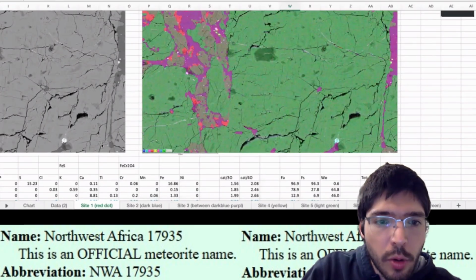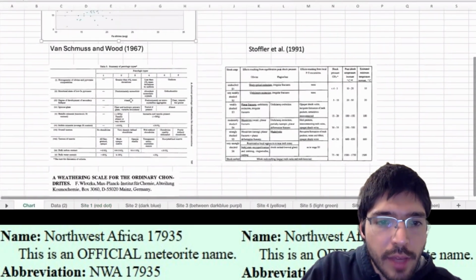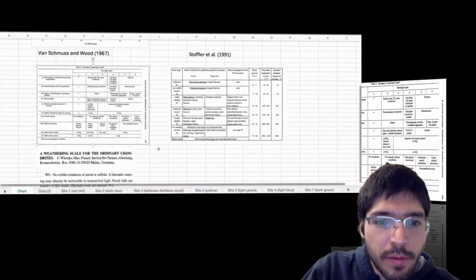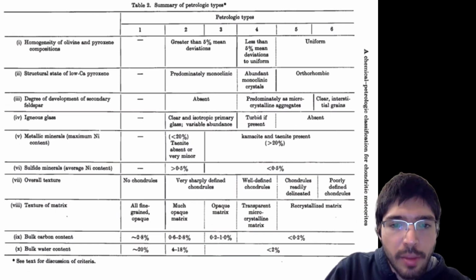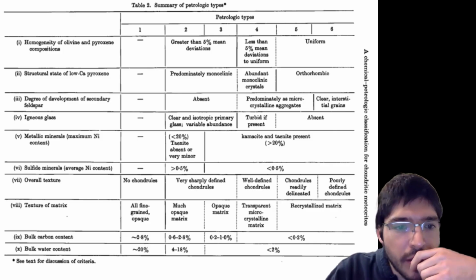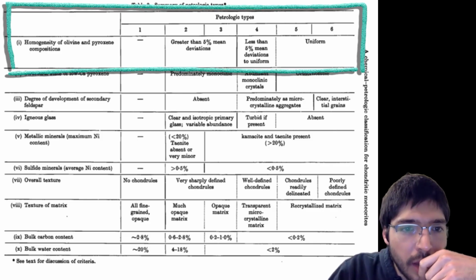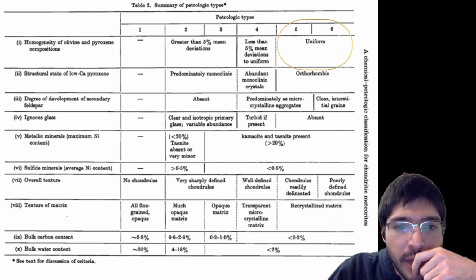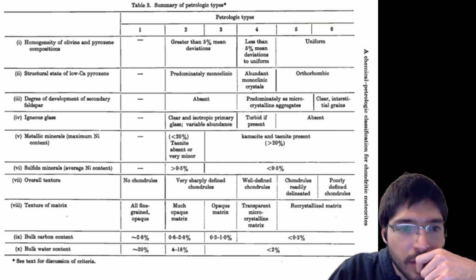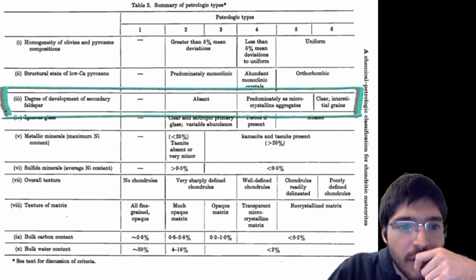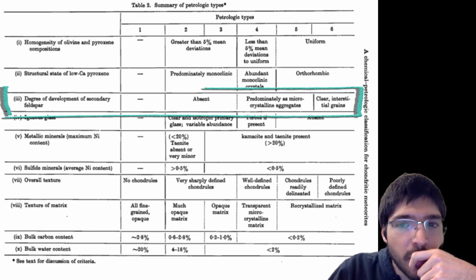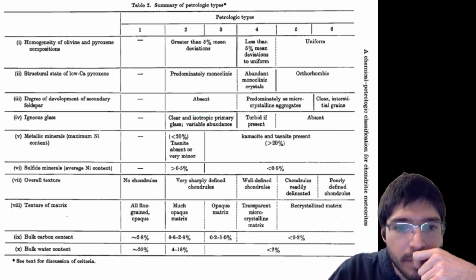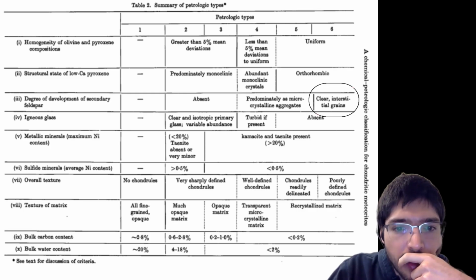And when we go to the classification of the petrologic types by Van Schmus and Wood, we can look at some of the criteria. Some of the things I look at are, for example, the homogeneity of olivine and pyroxene. This is a very important criterion. They're relatively uniform in composition, so we know we have a 5 or a 6. The degree of development of secondary feldspar. So that is the feldspar that we see in our sample. How coarse is it? And we can see right here that clearly they're large grains.